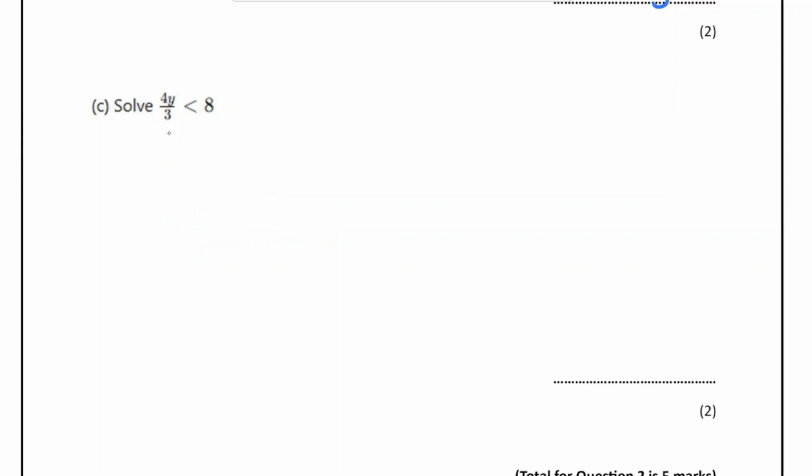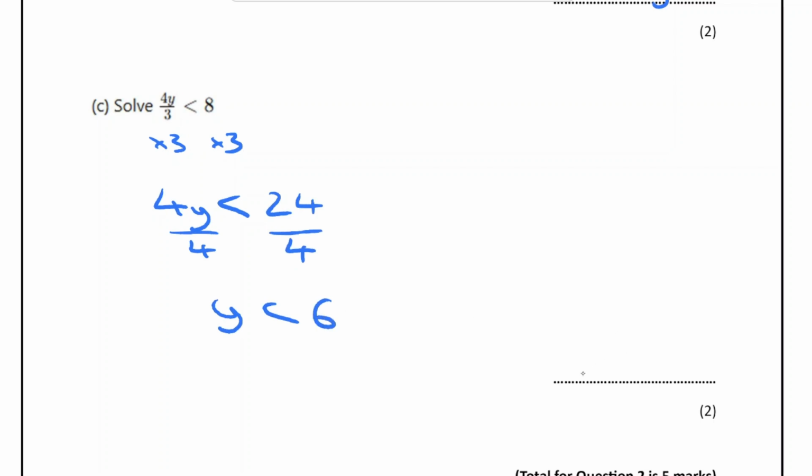So for part C, we need to just treat this like an equation. If 4y over 3 is less than 8, I'm going to times 3 to both sides. That gives you 4y is less than 24. Then I'm going to divide both sides by 4, which gives an answer of y is less than 6.